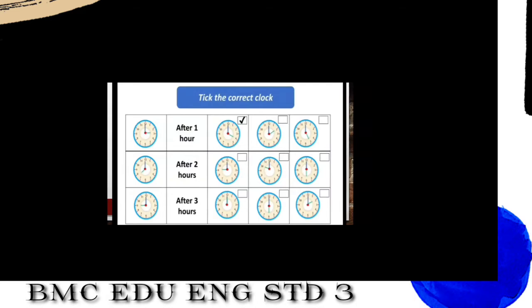Next, see the next clock. Now the timing is 8 o'clock. Yes, the time is showing 8 o'clock. After 2 hours, what will be the time? After 2 hours, the options are 9 o'clock, 10 o'clock, or 6 o'clock. Yes, after 1 hour, it's 9 o'clock. After 2 hours, it will be 10 o'clock. So after 2 hours, the answer is 10 o'clock. So we will click on the 10 o'clock.